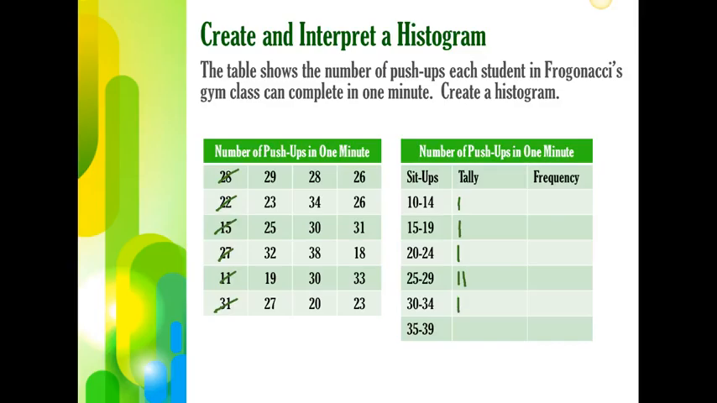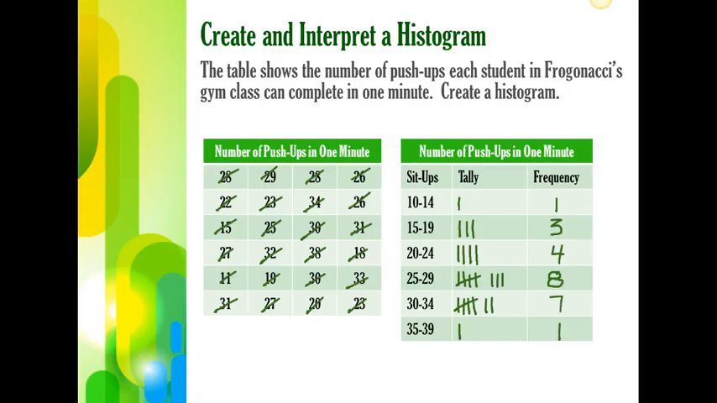I feel really confident that you understand what to do here, so I'm going to go ahead and complete the tallies. Now that the tallies are complete, we can determine the frequencies by adding up the number of tally marks for each interval. For 10 to 14, the frequency is 1. For 15 to 19, the frequency is 3. 20 to 24 will be 4. And then we will have 8. Next we'll have 7, and then finally 1.